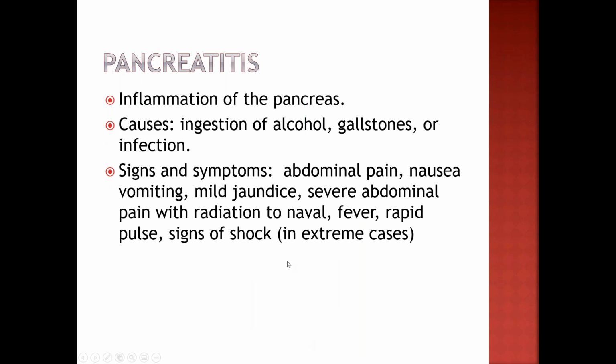Next, we have pancreatitis. This is going to be inflammation of the pancreas. A couple of different varieties can cause this. A heavy amount of alcohol, so our alcoholics out there are very prone to pancreatitis. You also see gallstones, or bacterial or viral infections.